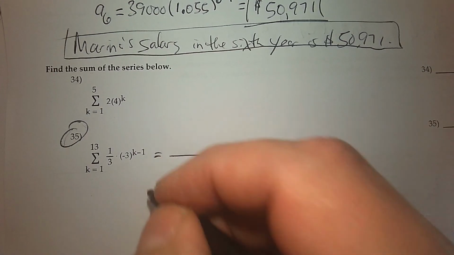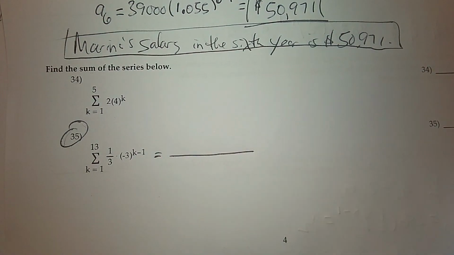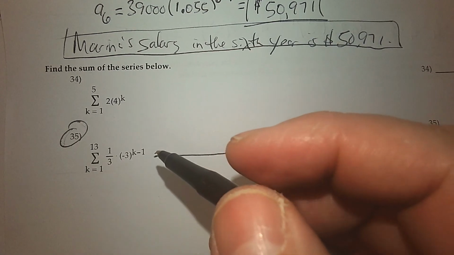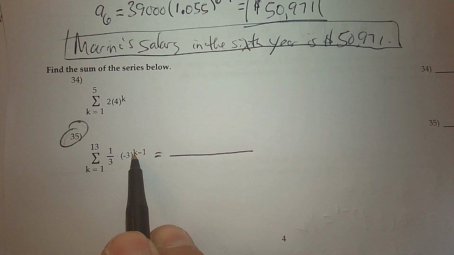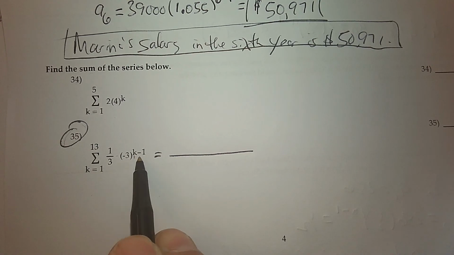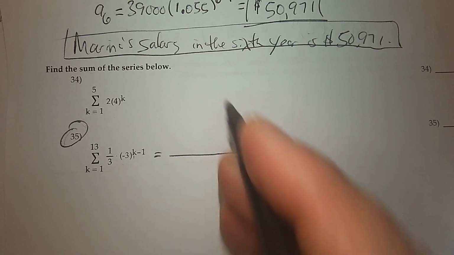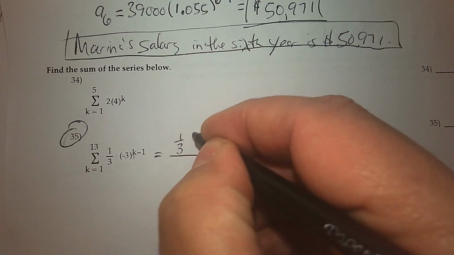So what's the indicator that I know it's geometric? It's exponential, right? It's not linear. So what do I need to know for a geometric series? Well, I need to know the first term. What happens when you plug in 1? 1 take away 1 is 0. Anything to the 0 is 1, and 1 times a third means A1 is 1/3.